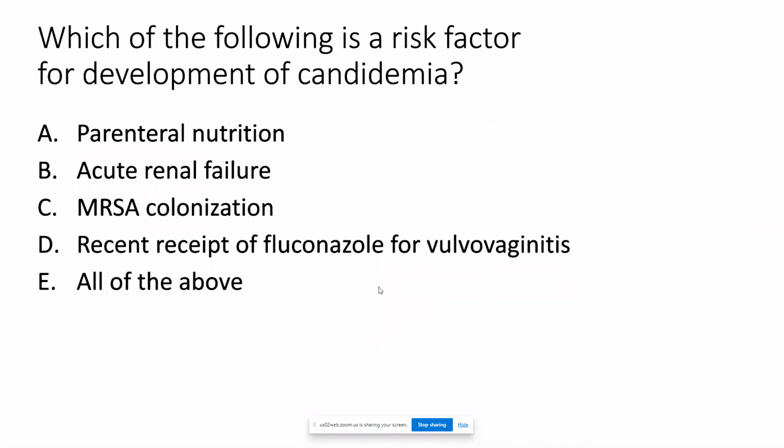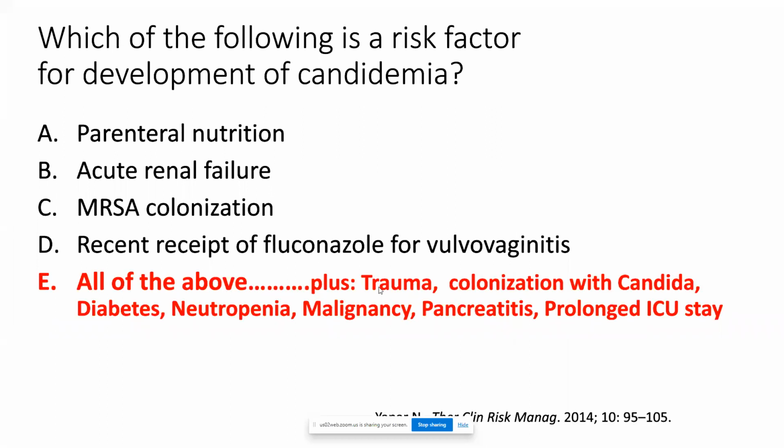Here's a question for you. Which of the following is a risk factor for development of candidemia? Parenteral nutrition, acute renal failure, MRSA colonization, patient recent recipient of fluconazole for vulvovaginitis. D, all of the above. This one's easy. It's all of the above. Plus trauma. Oh, and colonization with Candida. Oh, and diabetes, and neutropenia, and malignancy, and pancreatitis, and a prolonged ICU stay. These are all risk factors.